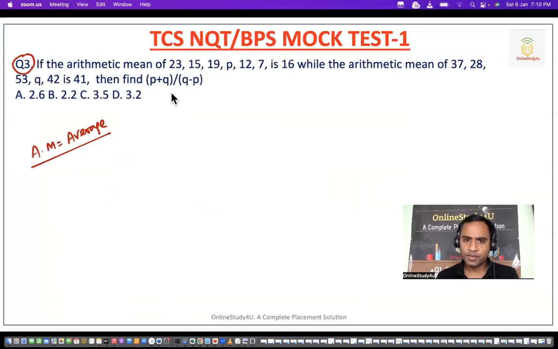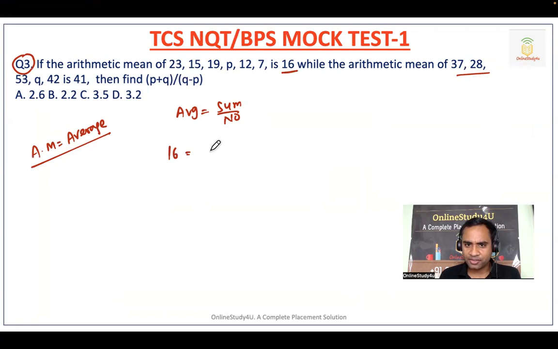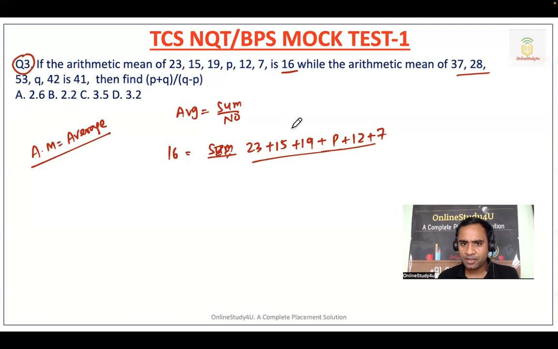Okay, fine. So if the arithmetic mean is 16, while the arithmetic mean is 41, fine. So arithmetic mean is average. And the average formula, sir, is sum by number. So average is 16 and the sum we have to calculate. And how many numbers are there? So the sum is 23 plus 15 plus 19 plus p plus 12 plus 7, divided by 6, right? So total number is 6.